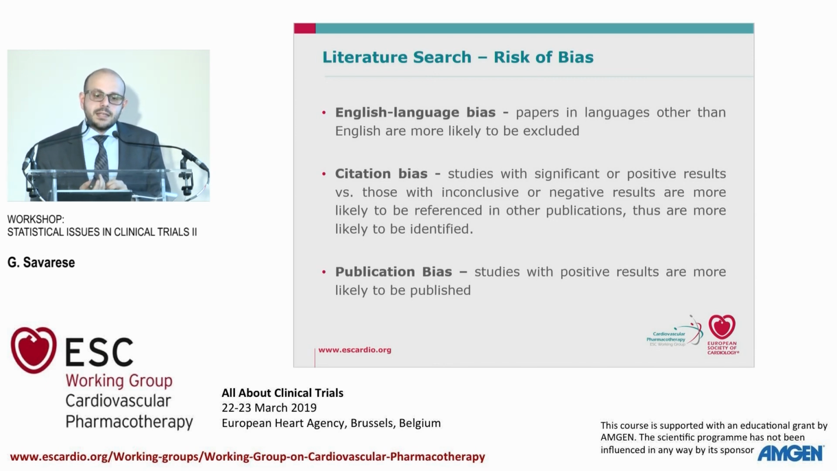The citation bias. Studies with a significant or positive result, versus those with inconclusive or negative results, are more likely to be referenced in other publications, so they are more likely to be identified. So, for example, if a paper has been cited by a big trial published in the New England, it's more possible that you will check the references from the paper in the New England, and then you will identify also this trial, rather than if a trial has been cited by a very small local national journal, and it's less likely that you will check the references from that study.